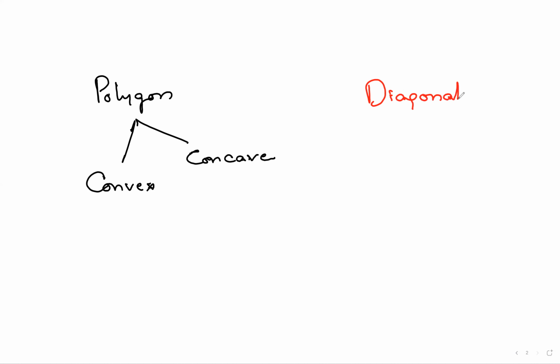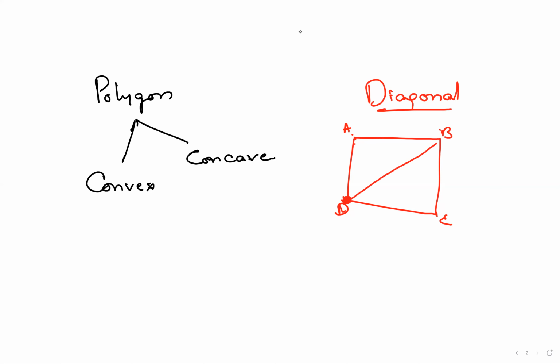So what is a diagonal, my dear students? Suppose you take any four-sided quadrilateral with vertices A, B, C and D. Now let us take D. What are the adjacent vertices? The adjacent vertices are A and C. What is the opposite vertex? The opposite vertex is B. If we join these two opposite vertices, then the line formed is called a diagonal.